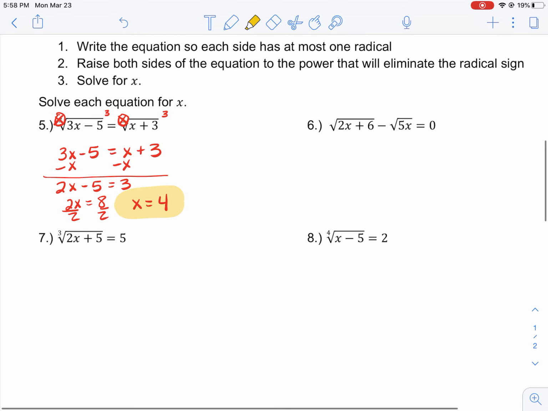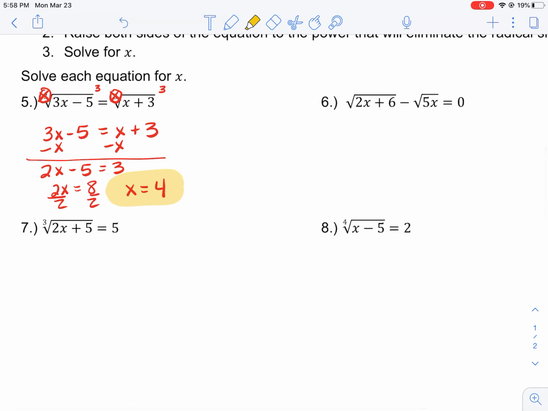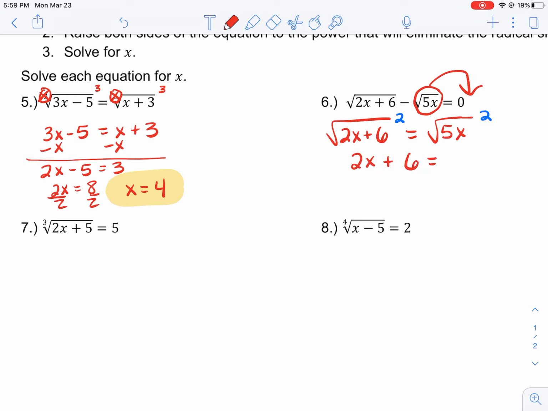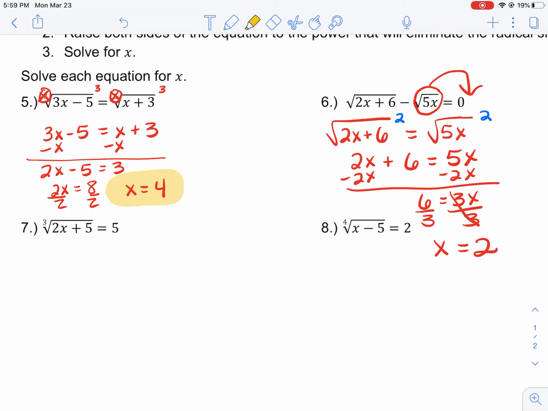Okay? Now, if you have two radicals and they're both set equal to 0, what you're going to do here is take this entire radical, the square root of 5x, and add it to the other side. So we're going to write the square root of 2x plus 6 equals the square root of 5x. We're just going to move it to the other side and make it positive. Now we can go ahead and square both sides. If we square a square root, we lift the gate, and we're left with 2x plus 6 equals 5x. And then we can subtract 2x from both sides. 6 equals 3x. Divide both sides by 3, and x equals 2.